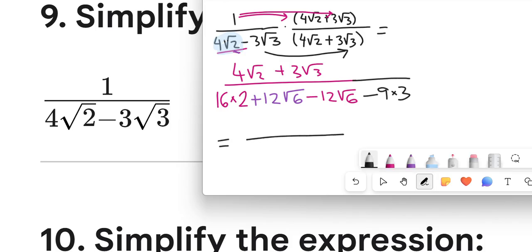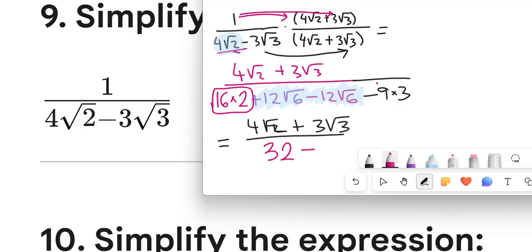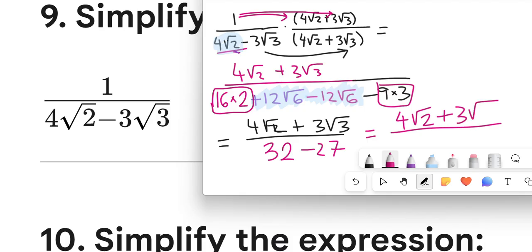What do we have now? In the numerator, 4 radical 2 plus 3 radical 3, while in the denominator we said positive 12 radical 6 and negative 12 radical 6, they will cancel each other out. So we have 16 multiplied by 2 is 32. 9 multiplied by 3 is 27. Excellent, which means 4 square root of 2 plus 3 square root of 3 over 5.